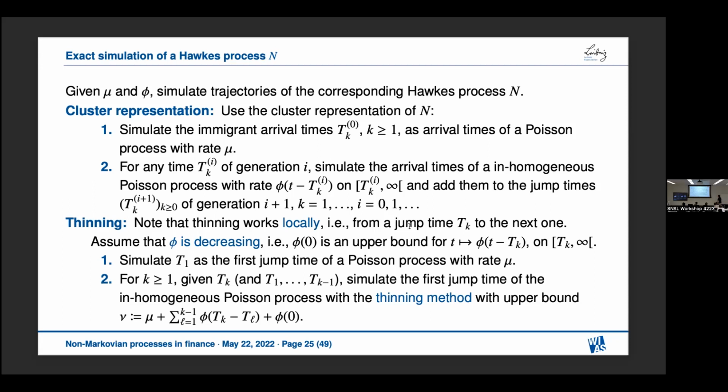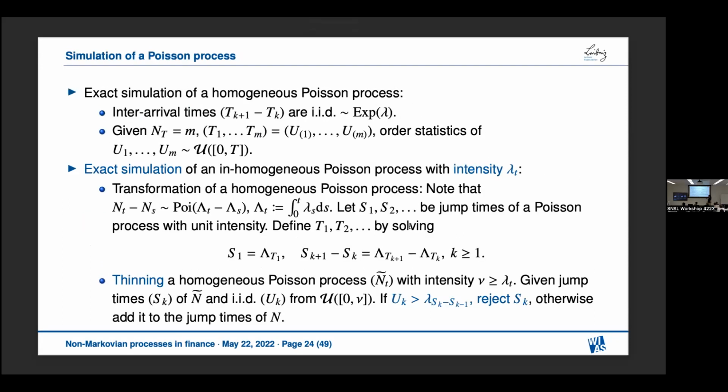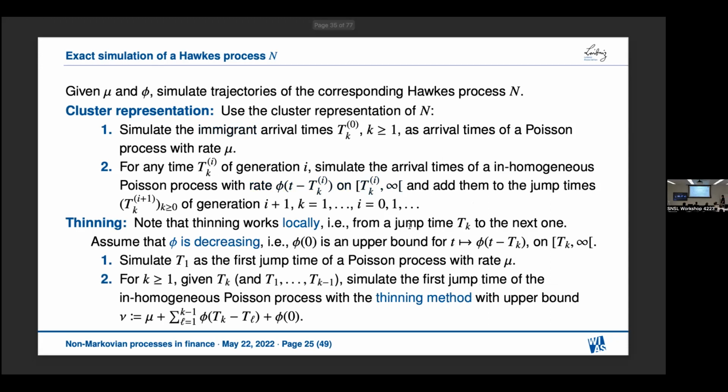No, I mean, the advantage is, I think this transformation method is doable if you have a nice closed form expression for capital Lambda. If you don't, then the thinning, I think, is just more easy. And in the thinning, you assume a further assumption about phi compared to the cluster, where you do not assume anything. That's true, but this assumption is very, very natural.